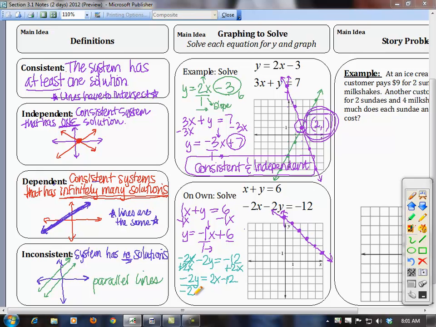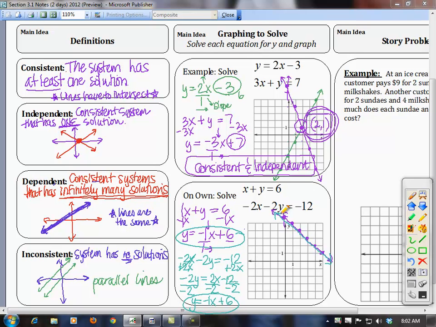I divide every number by negative 2, and I get y equals, well, 2 divided by negative 2 is negative 1x. Negative 12 divided by negative 2 is a positive 6. Hey, I want to show you something. Take a look. We already did that graph. So we've already looked at this line.